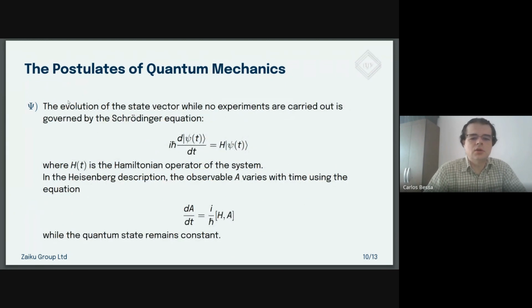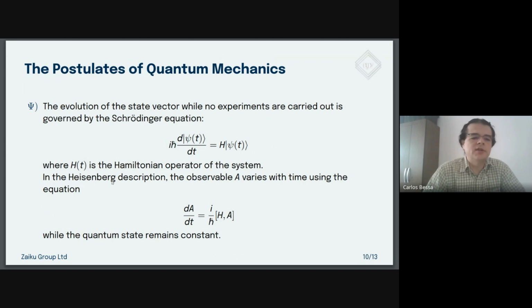And the last, I mean, I divide it in 6 postulates, but it's not consensual. It's like the von Neumann style to introduce quantum mechanics. So the last is the evolution of the state vector while no experiments are carried out is governed by the Schrödinger equation, where H of t is the Hamiltonian operator of the system.